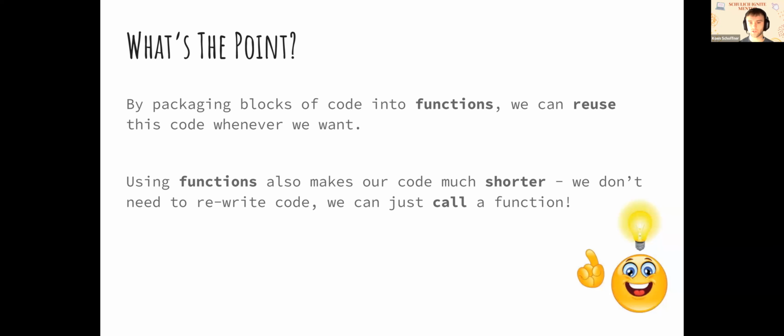Using functions also makes our code much shorter. We don't need to rewrite, we just call the function. If you find yourself doing something more than twice, that's a rule of thumb I've come across: if you find yourself doing the same task more than twice, put it into a function. You're going to save yourself a lot of time.